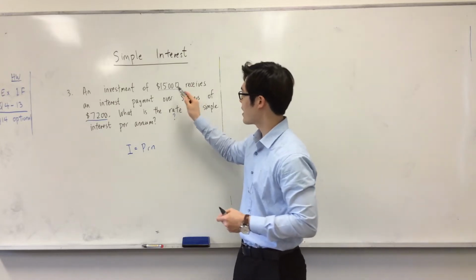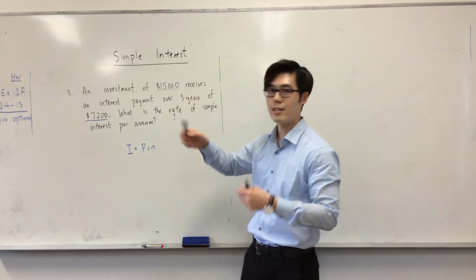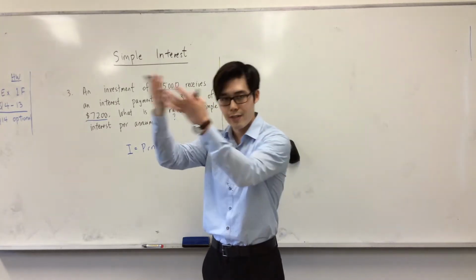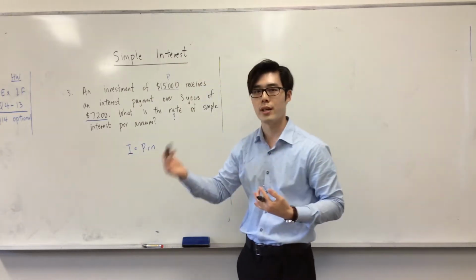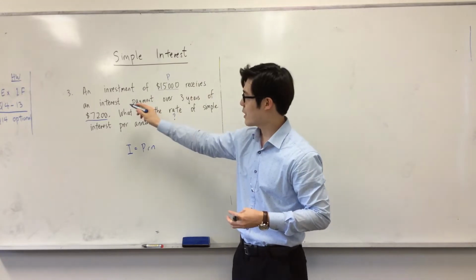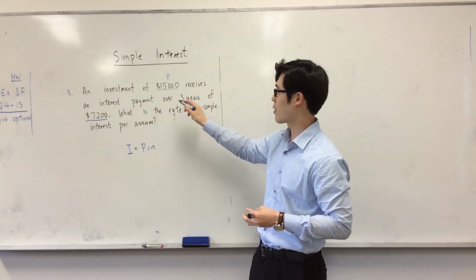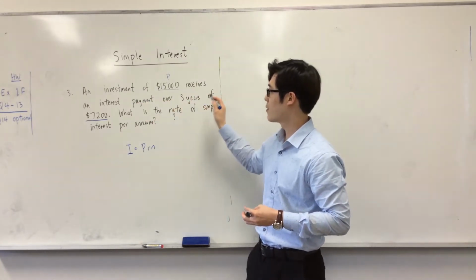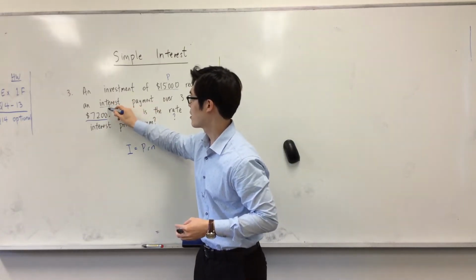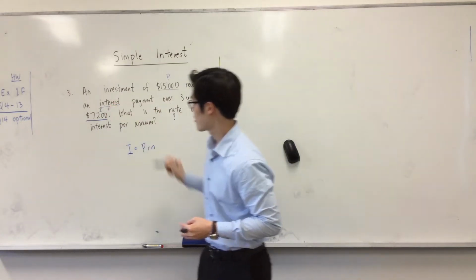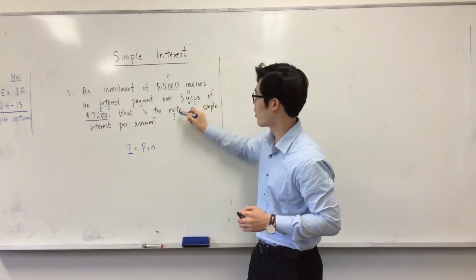Alright, in this question, slightly different question. It says an investment of $15,000. So that means you put in $15,000. So this represents the principal, how much you put in. Now that receives an interest payment over 3 years of $7,200. So that is the interest. So this is your I. Okay? The question is, what is the rate?